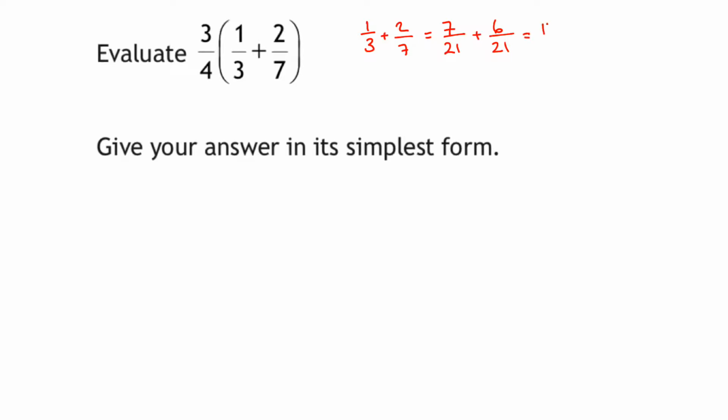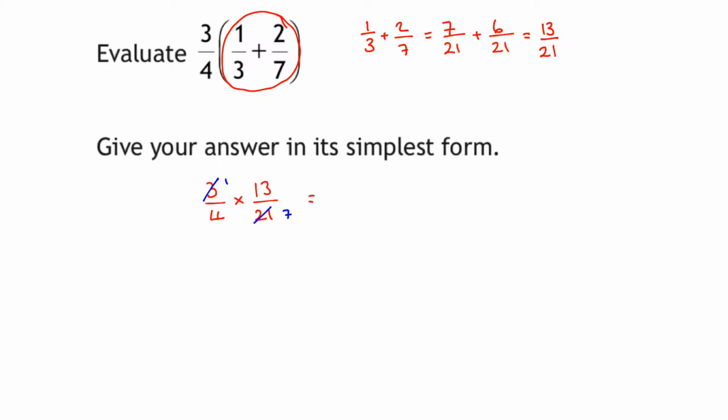So altogether we've got 13 over 21 there. So now what we're working out is 3/4 times 13 over 21, because that 13 over 21 is what that's worth. So remember, we can cancel across the multiplication sign. We don't need to wait until we've done the multiplying to do that.